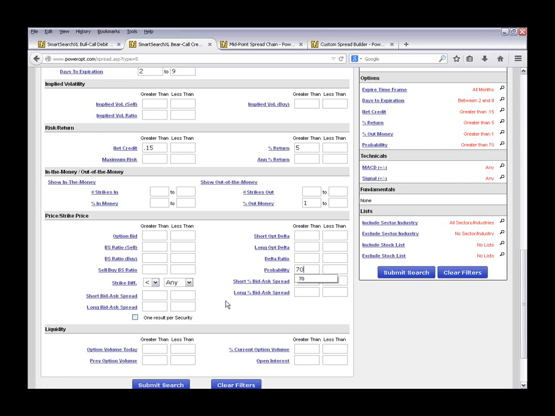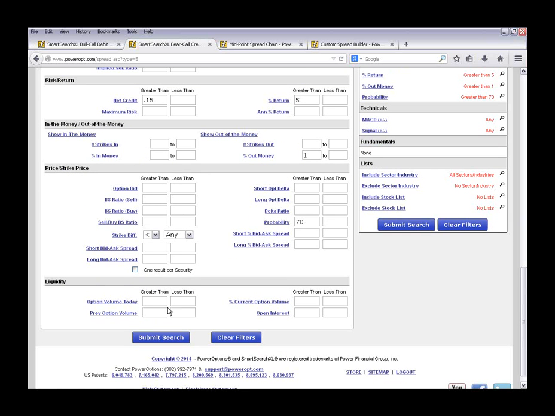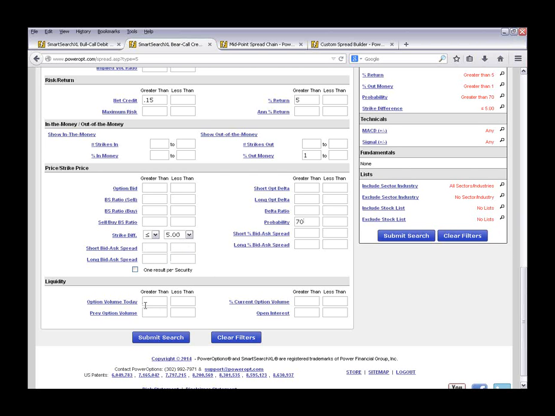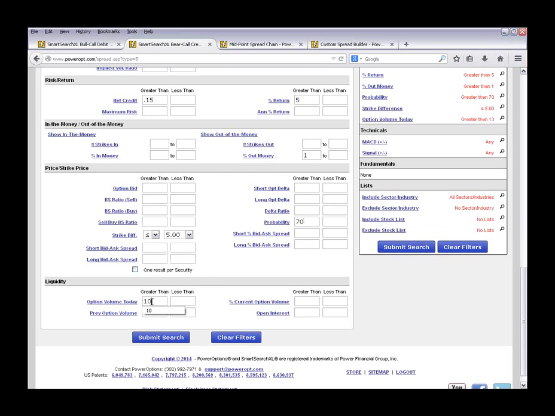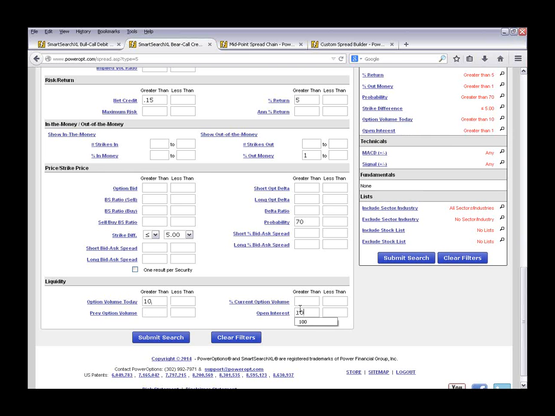Then we want a theoretical probability that the security would stay below our short call strike price. And in addition to that, we want to look for some basic criteria, the strike difference, I'm sorry. I'm going to keep mine less than or equal to 5 for the time being. Option volume today, let's put in at least 10 contracts, open interest of 100.